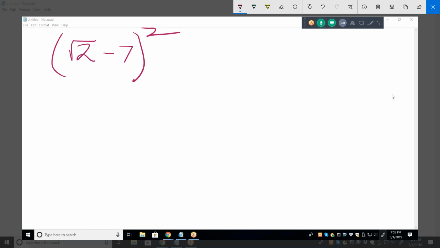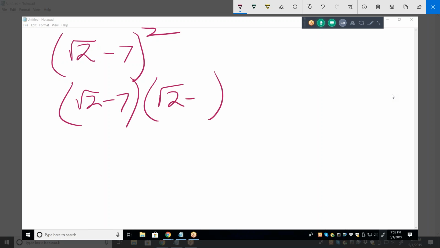Alright, so in parentheses, root x, and then out of the radical sign, minus 7 in parentheses squared. Okay. So what does this mean? It means we're going to take this thing and multiply it by the same thing. We're going to use FOIL to do it. So what's the first term? What's root x times root x?